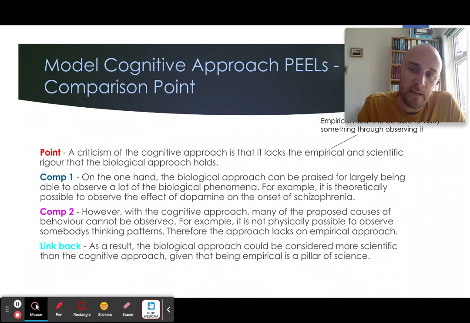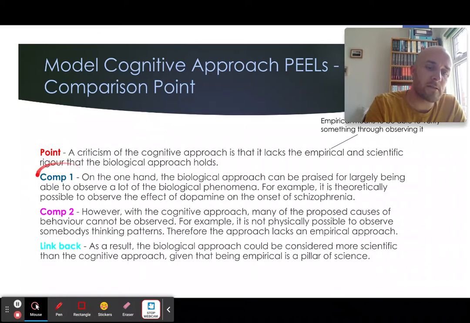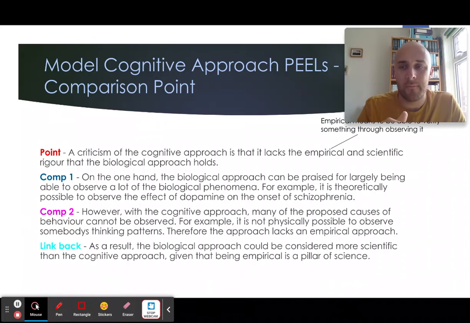So there is a model answer here. See what I did there? That's quite nice. Layered. That's pretty clever. There is a model answer here. It's a comparison one. I'll let you read through it. The only thing I would point out here is that comparison 1 and comparison 2, it's not kind of evidence and elaboration. You're evidencing both sides of what you are comparing.